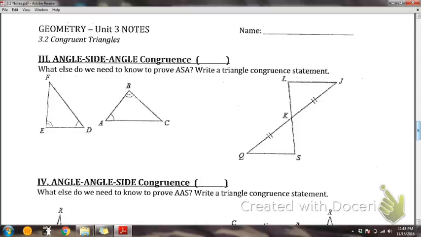So next we have angle, side, angle. And angle, side, angle is very similar to side, angle, side. So let's look at this angle, side, angle. Except this time, the side has to be squished in between the 2 angles. Okay? So let's look at this example. Again, it's kind of light if you can't see it.